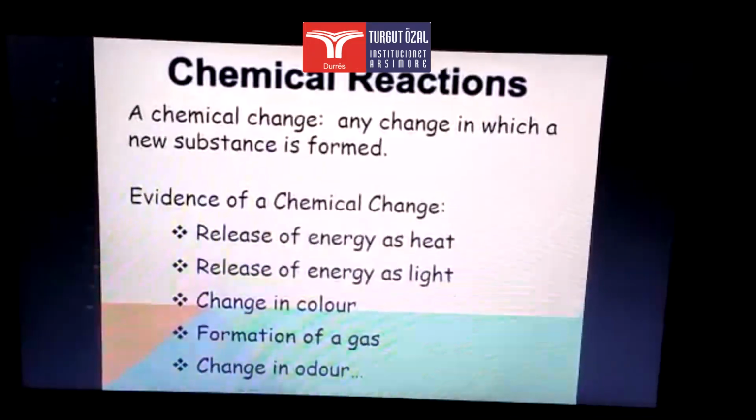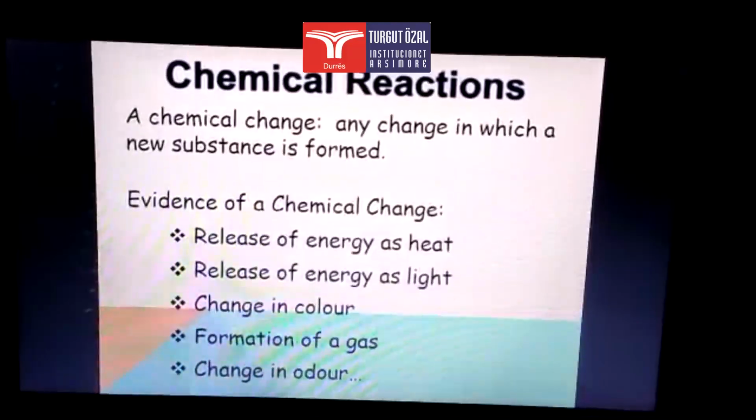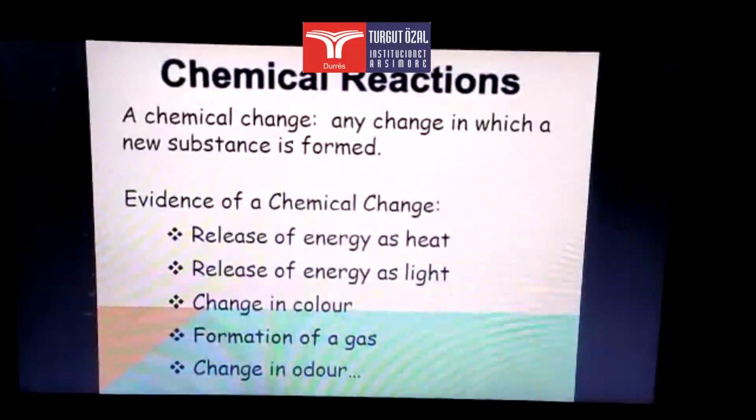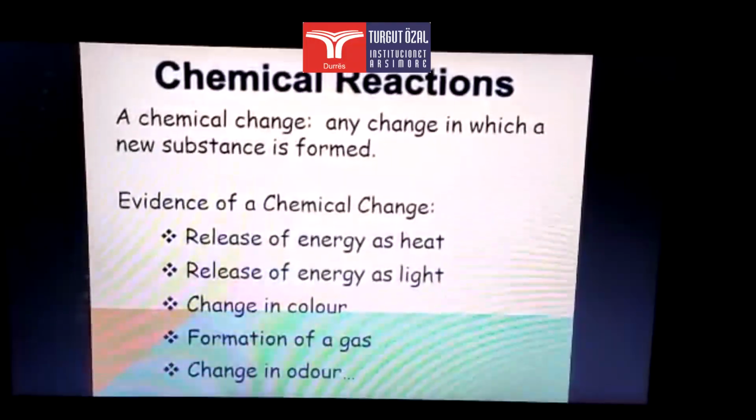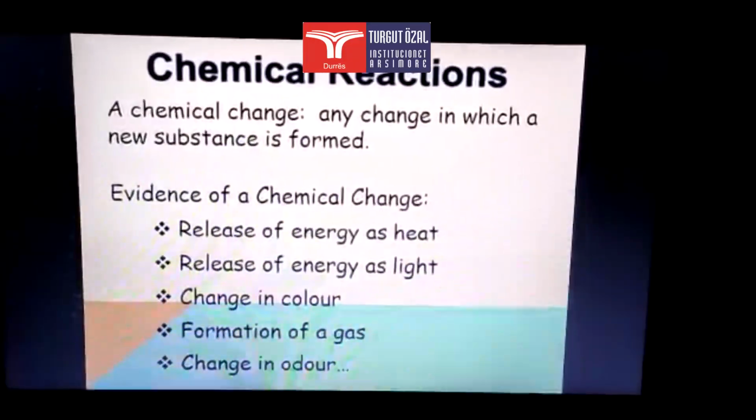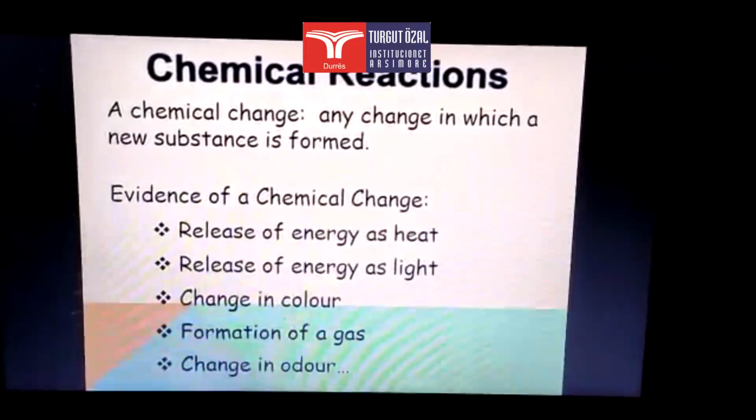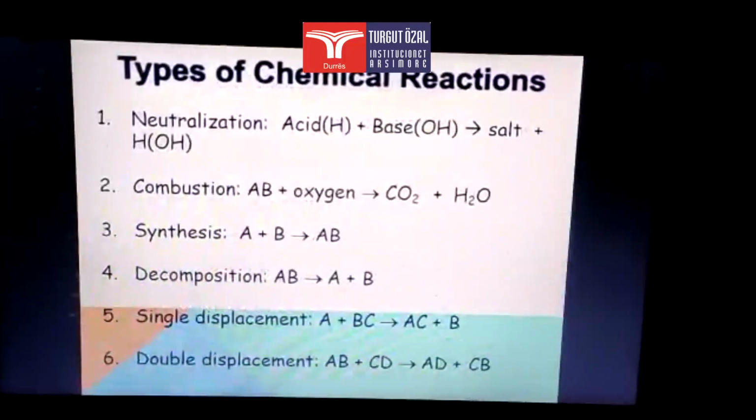Chemical reactions. A chemical change, as we said, is any change in which a new substance is formed. Evidence of a chemical change: we have release of energy as heat, release of energy as light, change in color, formation of a gas, change in odor.